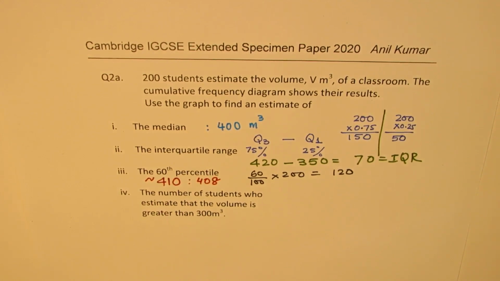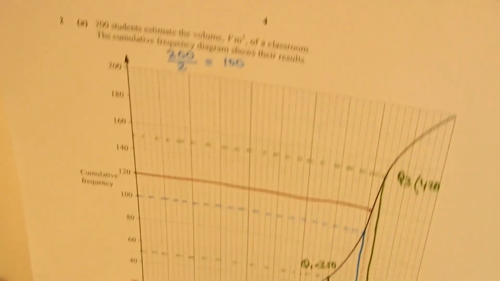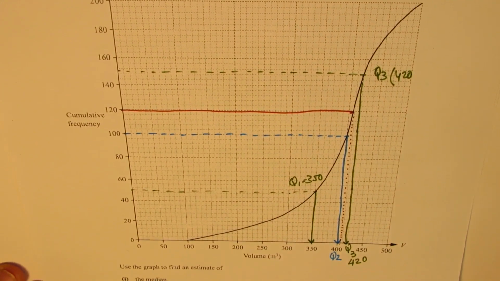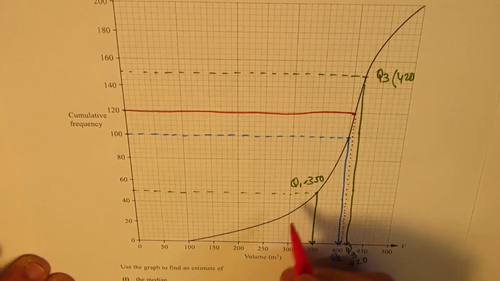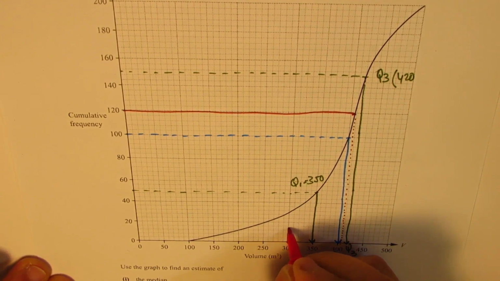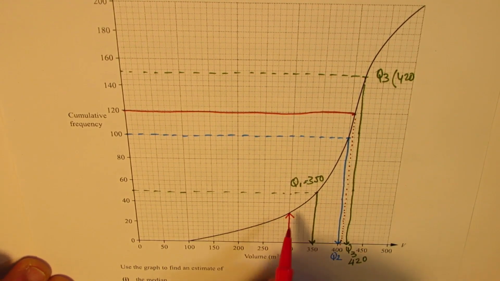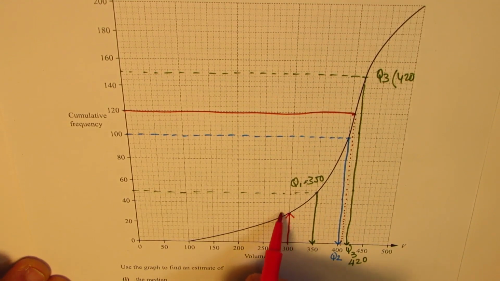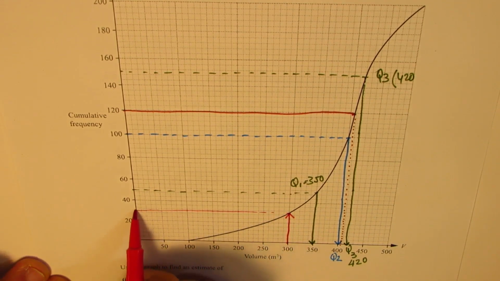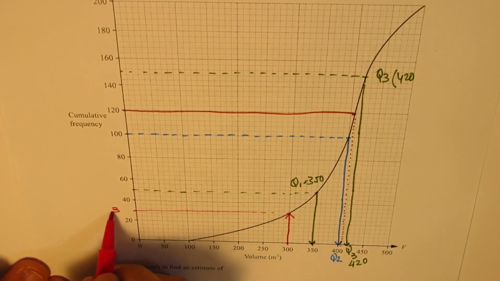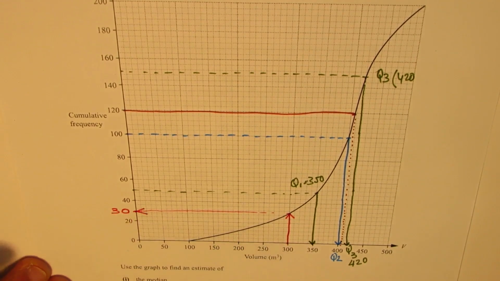Perfect. Okay. Now let's look into part 4, which is the number of students who estimate that the volume is greater than 300 meter cube. So let's see how many estimate at 300, and from there we'll get greater than 300. This time, we have to go from the horizontal x-axis. We'll go upwards from 300 and there you go. So it seems to be 30, right? That is the value which you get.